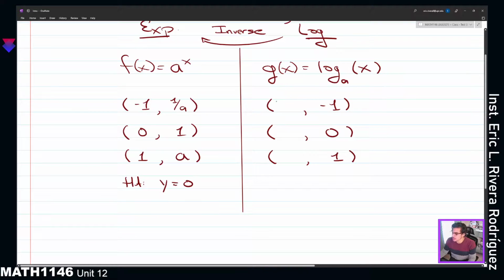So here the input will be 1 over a. Here it will be 1, and here is going to be just the base. So we flip the horizontal asymptote to a vertical asymptote, and the equation is just x equals 0.